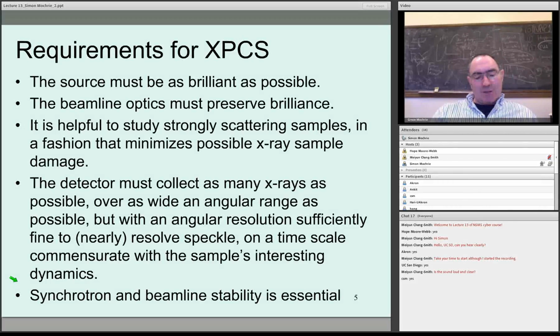So back onto the requirements for XPCS experiments, and where I'm going here is trying to explain how to get a coherent X-ray beam, or why you need a coherent X-ray beam. So the first thing is that the source must be as brilliant as possible, which means high brilliance synchrotrons, such as the Advanced Photon Source or NSLS-II when it turns on, and so on and so forth.